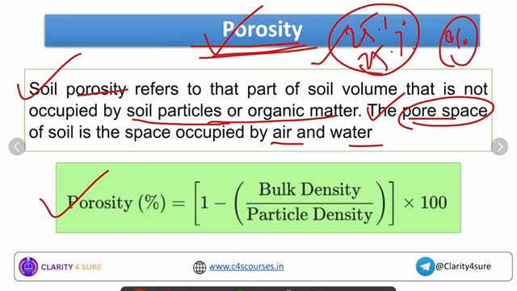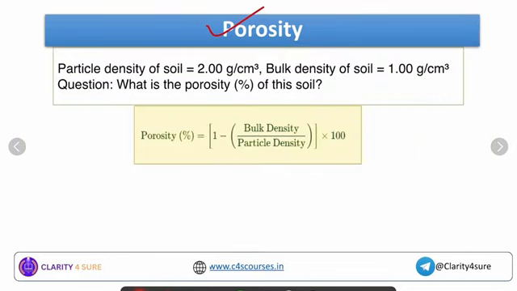The formula for porosity is 1 minus bulk density upon particle density, into 100. This is porosity. You can expect MCQs and numericals on this topic in your exam, because the formula is easy, and if the values are easy, then the calculation will be linear. You can solve this kind of MCQ in less than 1 minute.